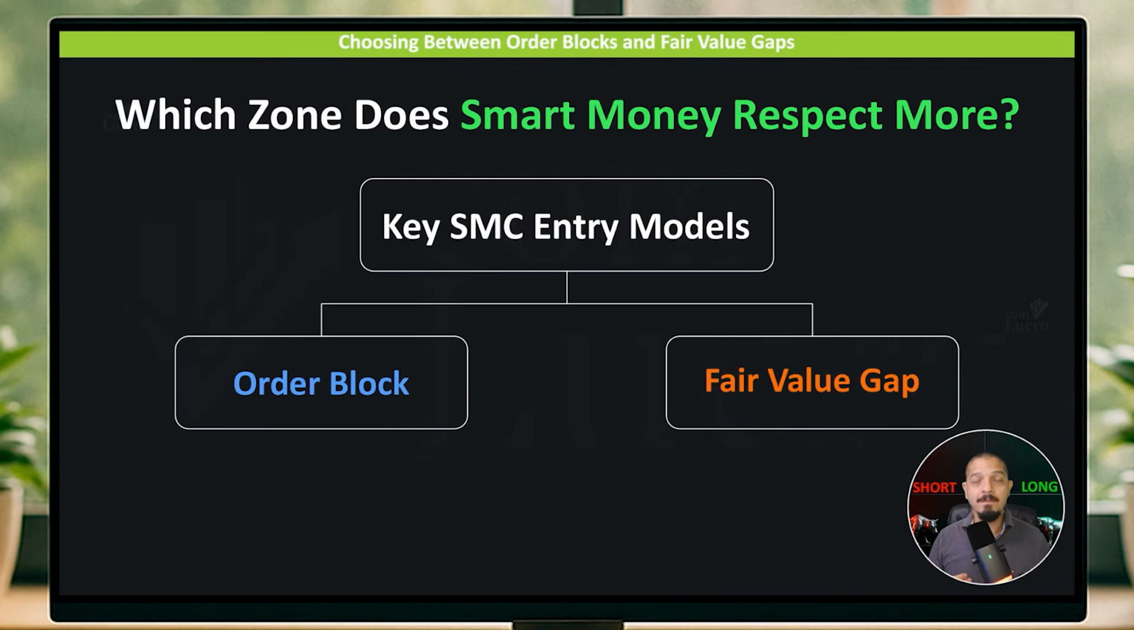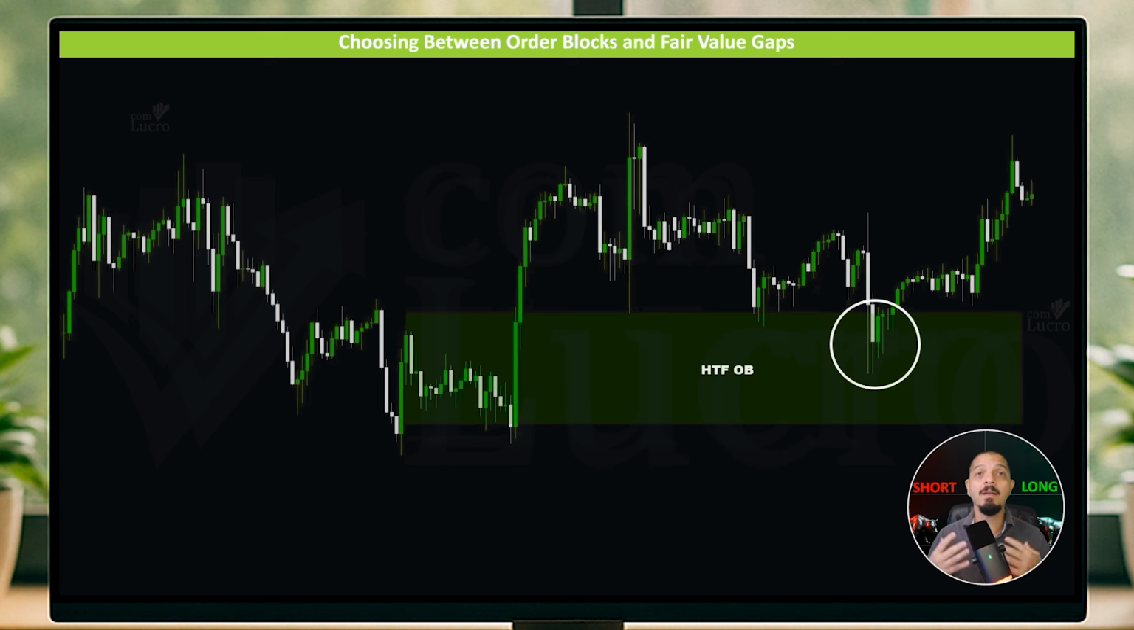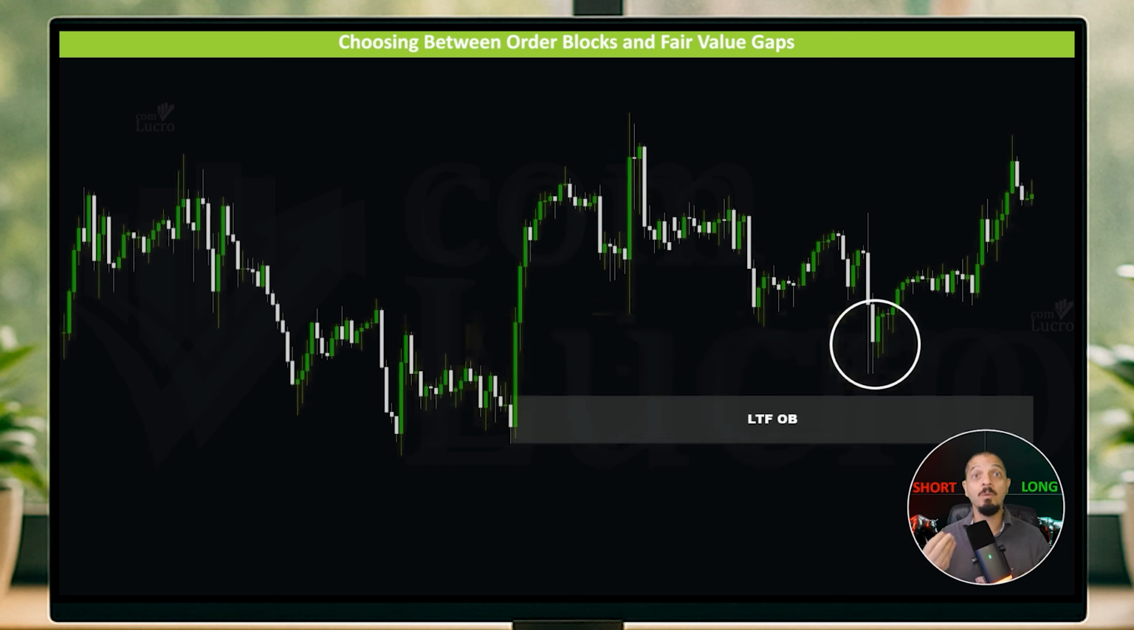So let us begin. As you already know, order blocks and fair value gaps are two zones that smart money traders rely on when setting their entries in the market. Still, many traders struggle to understand which of these areas carries the stronger probability and is more likely to be respected by price. In this example, the market reacts to the higher time frame order block, but ignores the lower time frame one. This reveals an important insight.